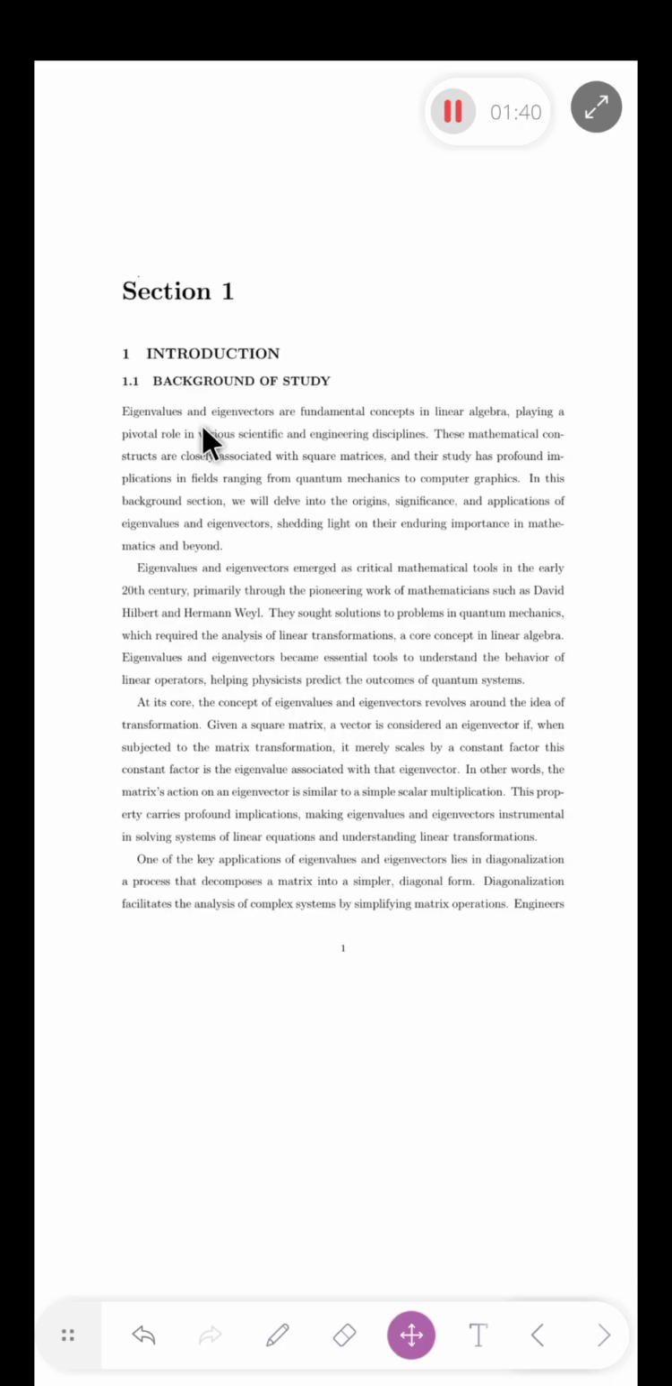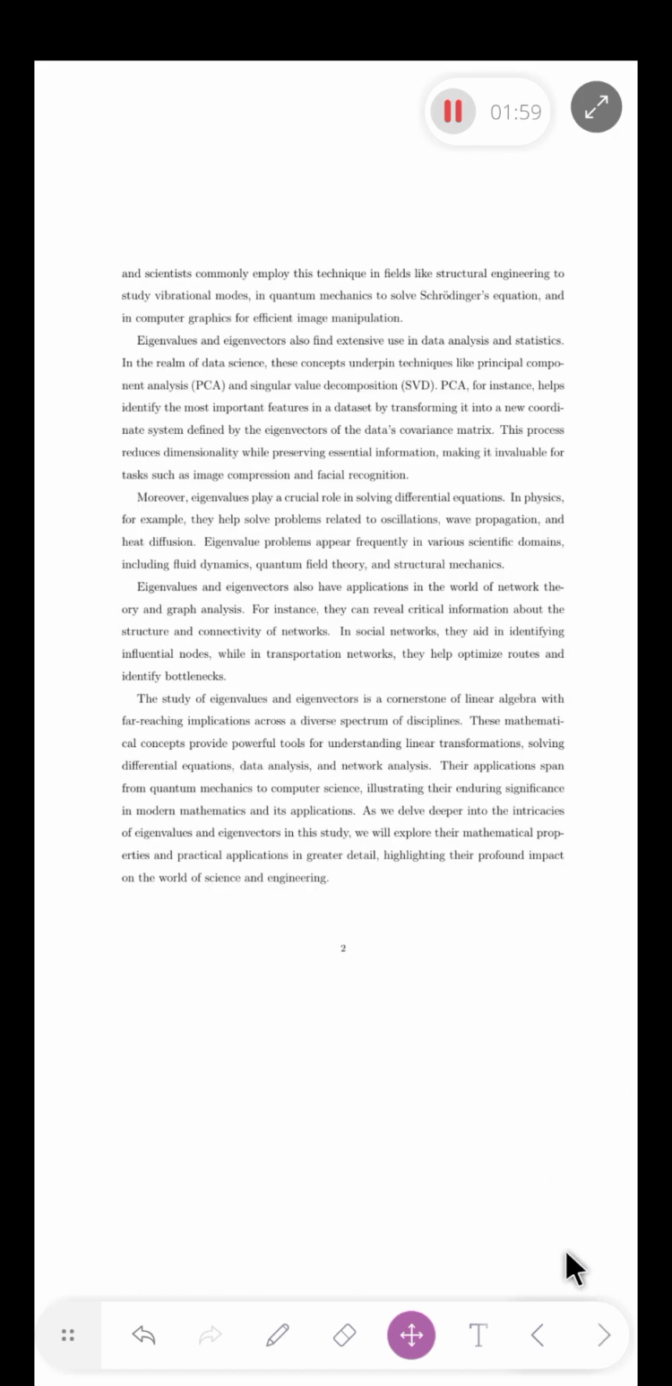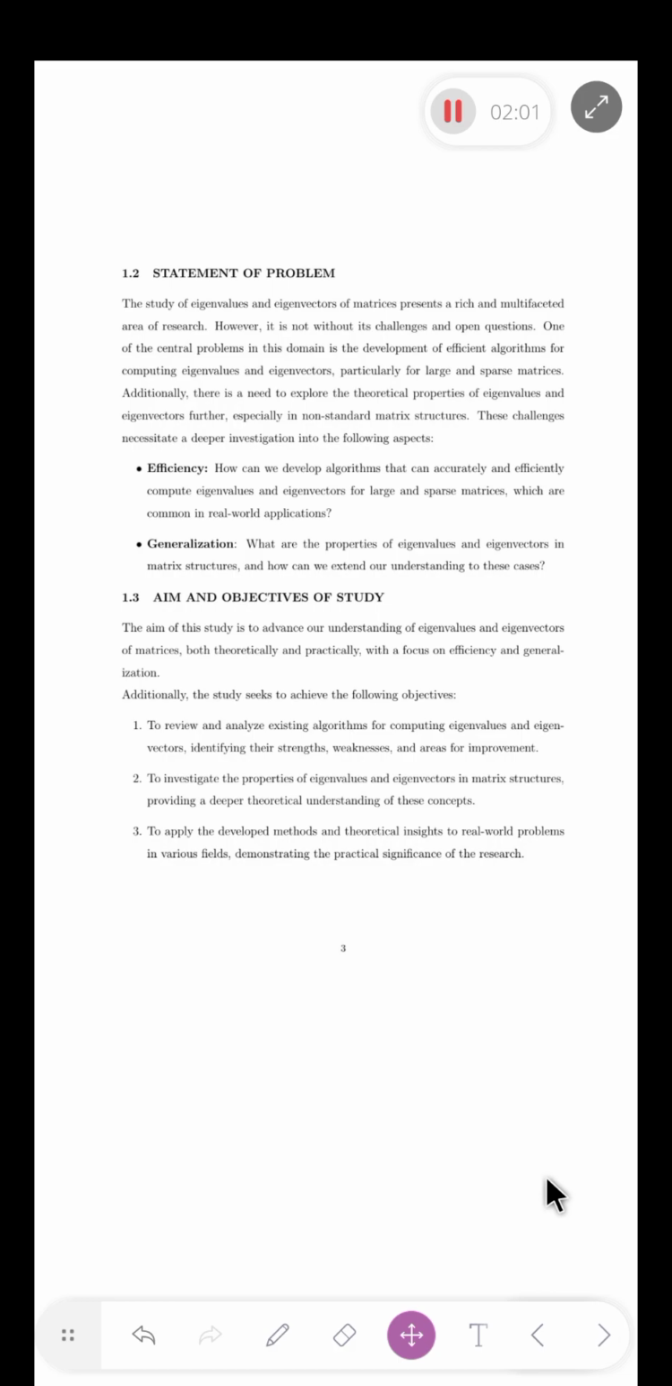Concerning the introduction, which is section 1, that is where we have the background of study, such that the background of eigenvalues and eigenvectors is well presented in section 1.1, as it is clearly seen on page 1. Same thing goes with that of the statement of problem.